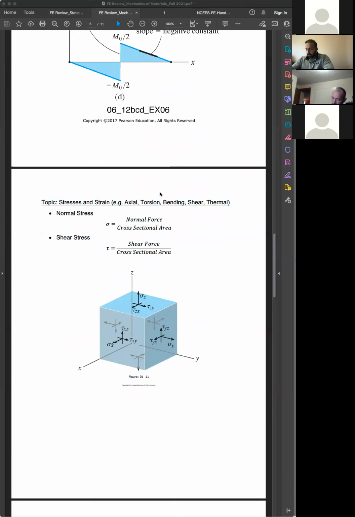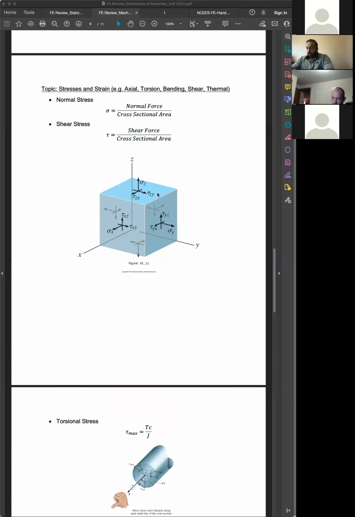Okay. So let's talk about the concept of stress as well. So the stress and the strain. The stresses are divided into 2 types. We can have normal stress and we can have shear stress. Normal stress is usually shown with sigma. It is the normal force over cross-sectional area.